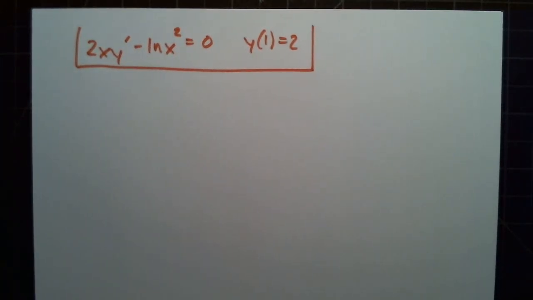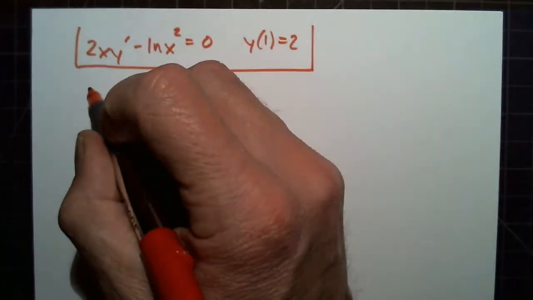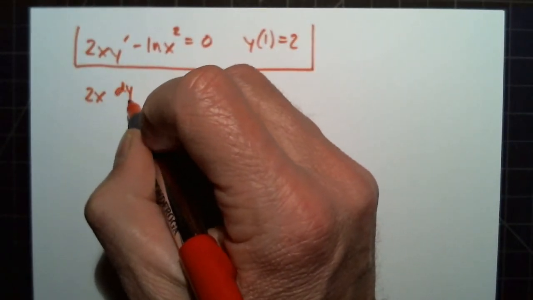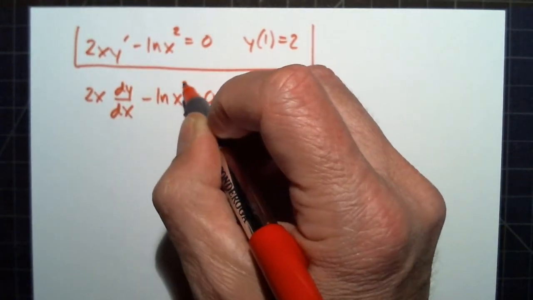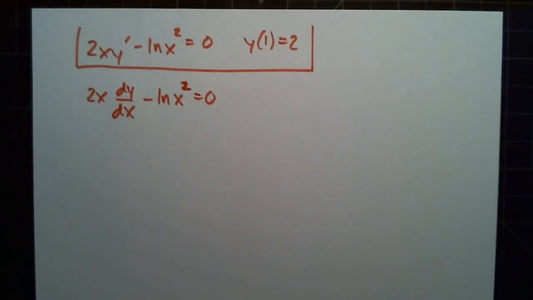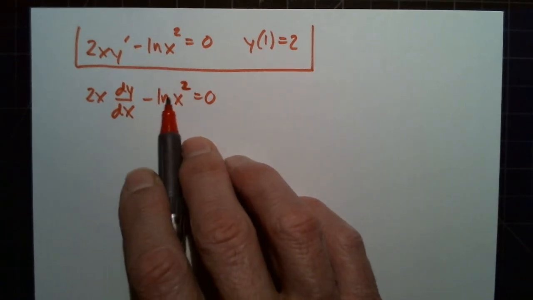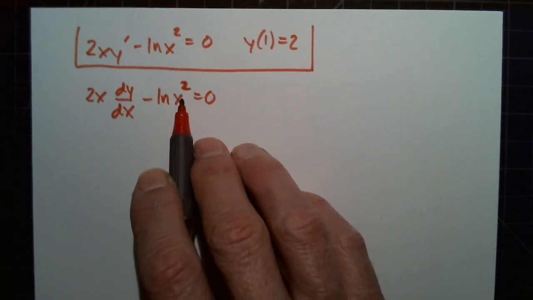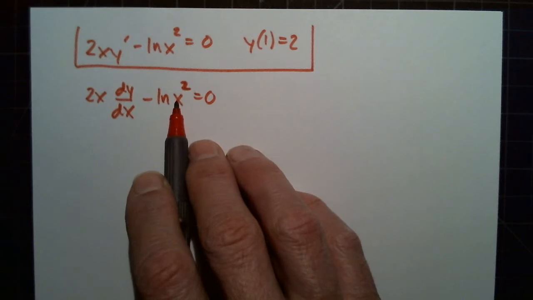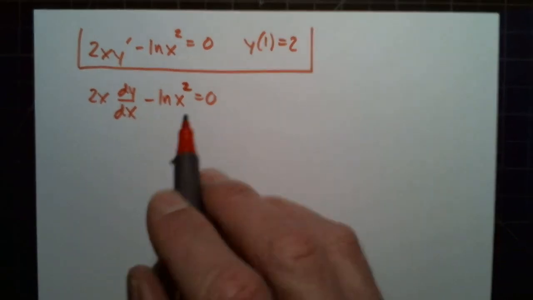Okay, pause the video and try that one. Rewrite the y prime as dy dx. We also can move the 2 out in front. That's not calculus, that's just a property of logarithms, and it allows us to have an easier integral. At this point we want to separate x and y, so let's move that over.